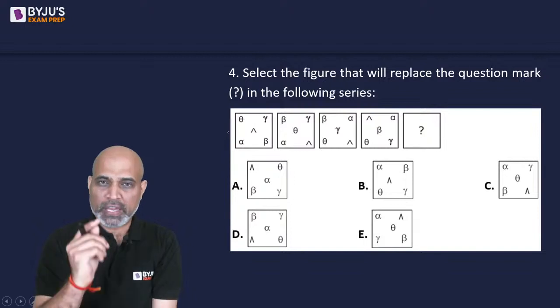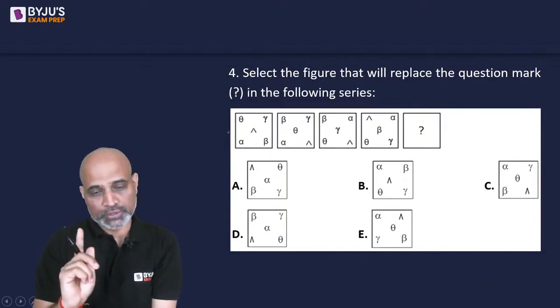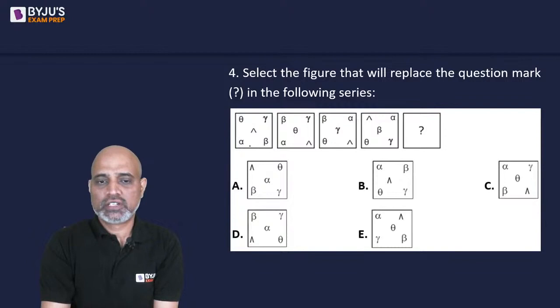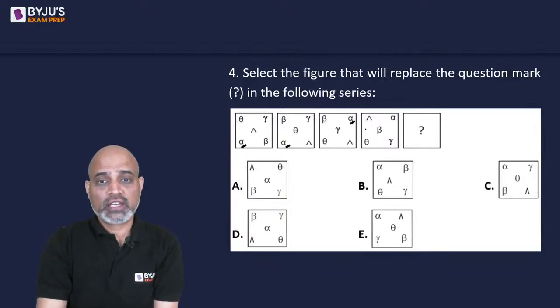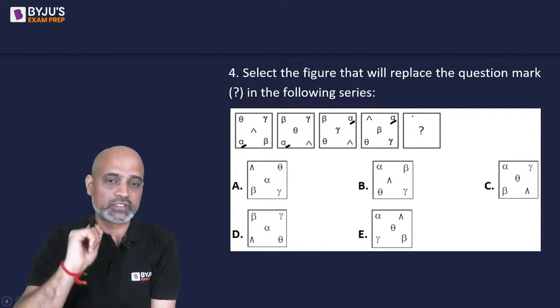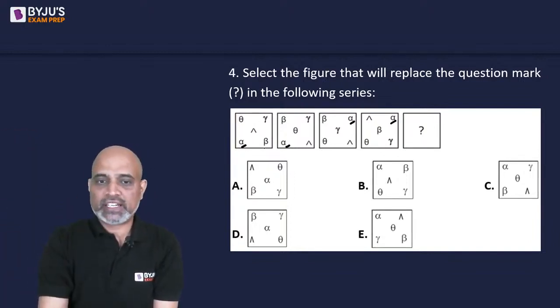So pick one of the symbols and simply follow it through. So let's look at alpha. Alpha was consistent at these 2 corners, then it suddenly moved to the opposite corner and then it stayed there. So it was alpha, alpha, it was alpha, alpha.